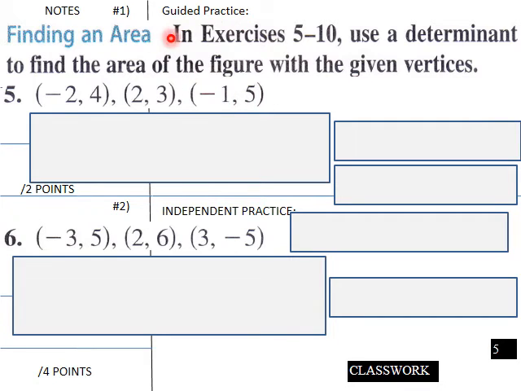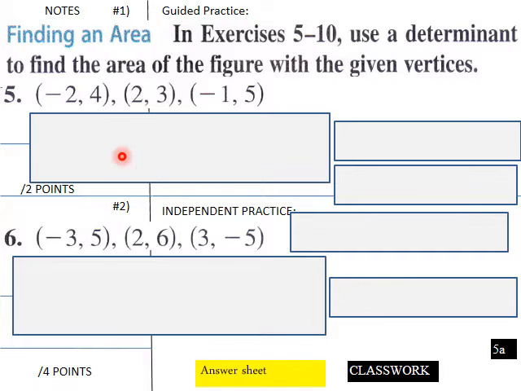Okay, we're going to move into our first guided practice here. In these exercises, use a determinant to find the area of the figure with the given vertices. So for 5, here they are. For 6, this is your independent practice. Here are your vertices. So how will we go about doing this?